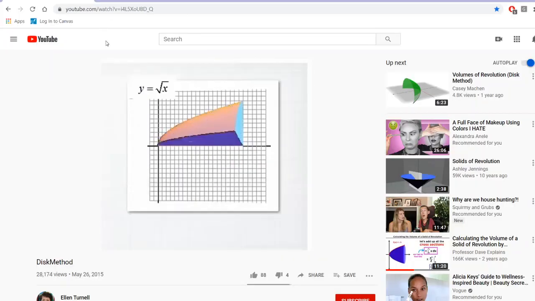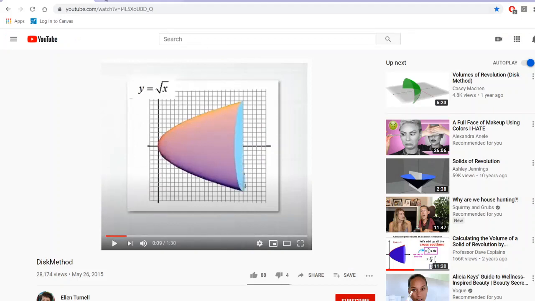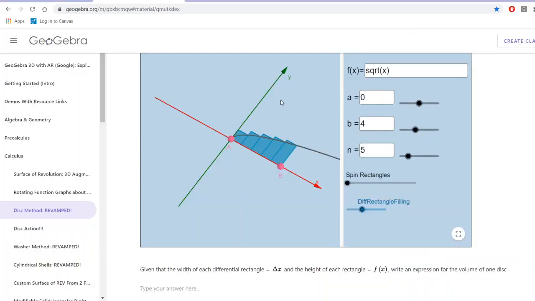Okay, I want to show you one other thing, and this is a really cool tool, and I'll link this on Canvas. It's a little glitchy just because I think it is kind of computationally intensive. But basically what you can do is you can type in what your function is. So I did square root of x. I put in my bounds 0 and 4. And then notice that it's currently approximating that area with rectangles.